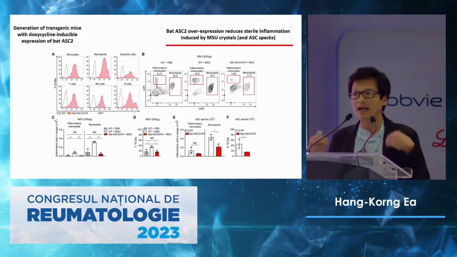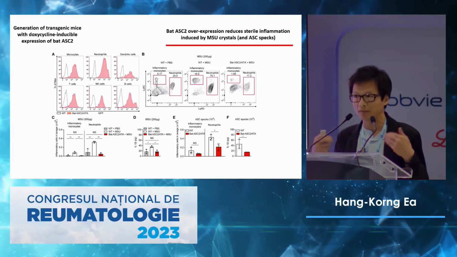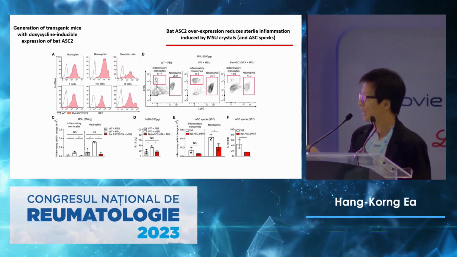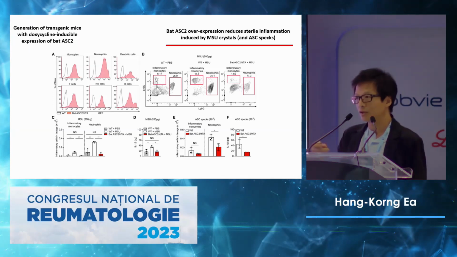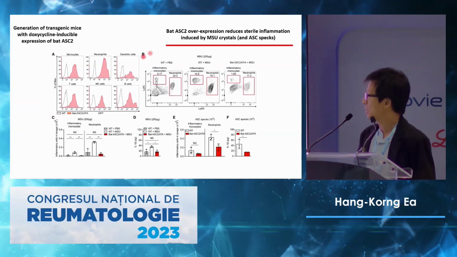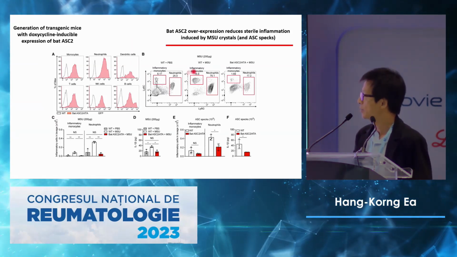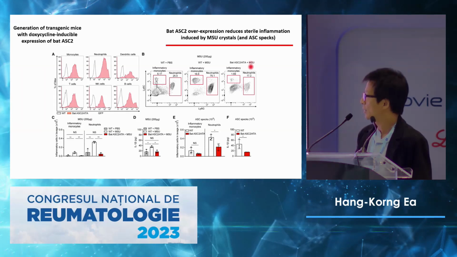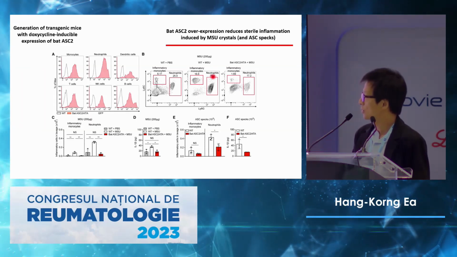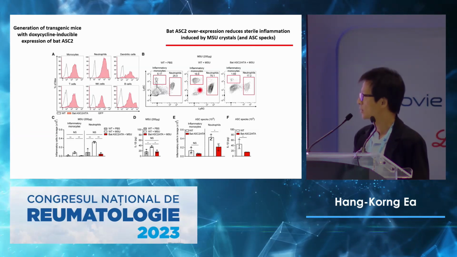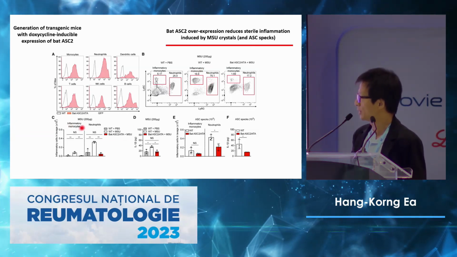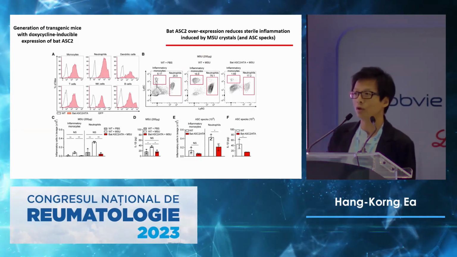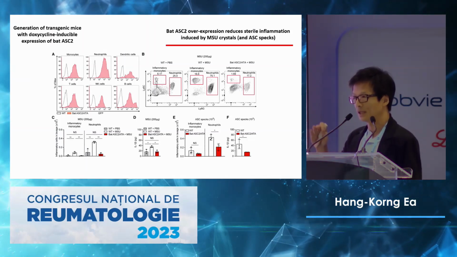And when we assess the inflammation in the ASK2-overexpressing mice, the inflammation induced by the crystal injections, we use the air pouch model. We inject the crystal in the air pouch and assess the inflammation. When we compare the wild-type mice to the ASK2-overexpressing mice, we observe that in wild-type mice, when we inject the crystal in the air pouch, we have cell recruitment, with the recruitment of neutrophils and monocytes. But in the ASK2-overexpressing mice, this inflammation is completely dampened.